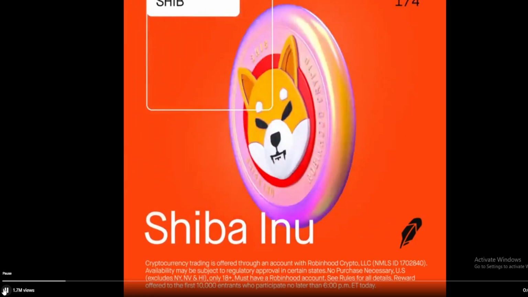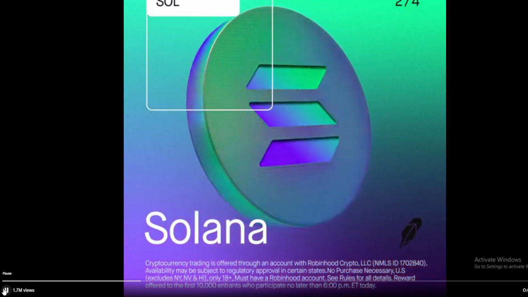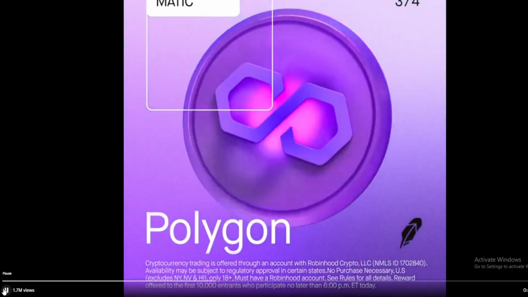Take a look at this awesome news, folks. Shiba Inu just got listed by Robinhood Wallet. This is an awesome time for Shiba Inu.